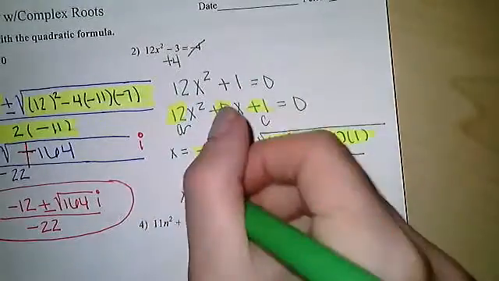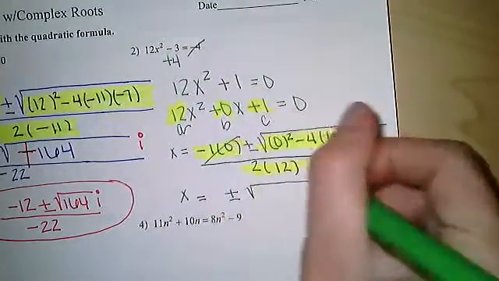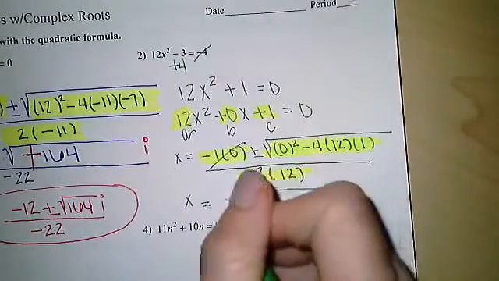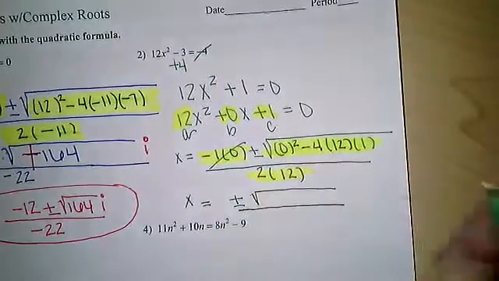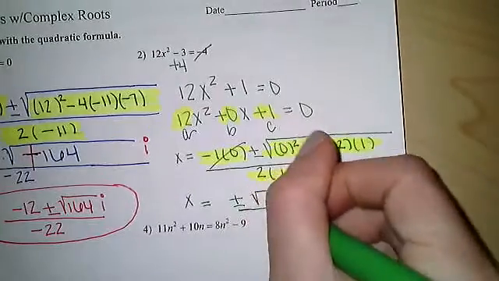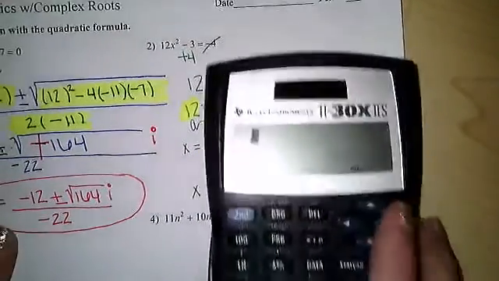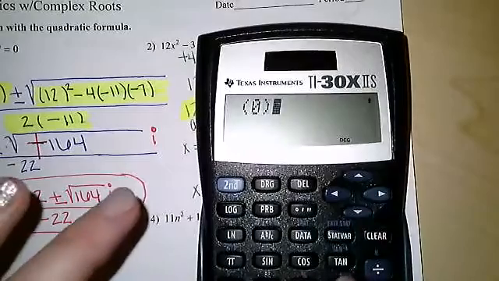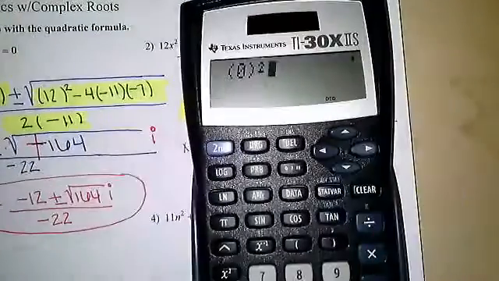So I know that this cancels, so I can put 0 if I want, or I can just put plus or minus. I'm going to do this part in my calculator. But first, 2 times 12 is pretty easy, and that's 24. So I like to do the easier stuff first. So I could do PEMDAS, but I'm going to go ahead and do 0 squared. I'm just going to do this in my calculator.